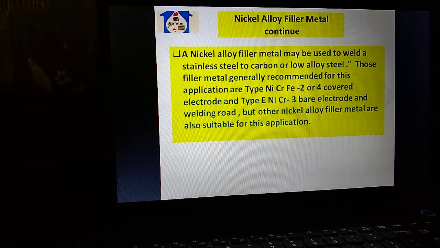Nickel alloy filler metal. A nickel alloy filler metal may be used to weld a stainless steel to carbon steel or low alloy steel. The filler metals generally recommended for this application are type ENiCrFe-2 or 4 covered electrode and type ERNiCr-3 bare electrode and weld rod, but other nickel alloy filler metals are also suitable for this application.